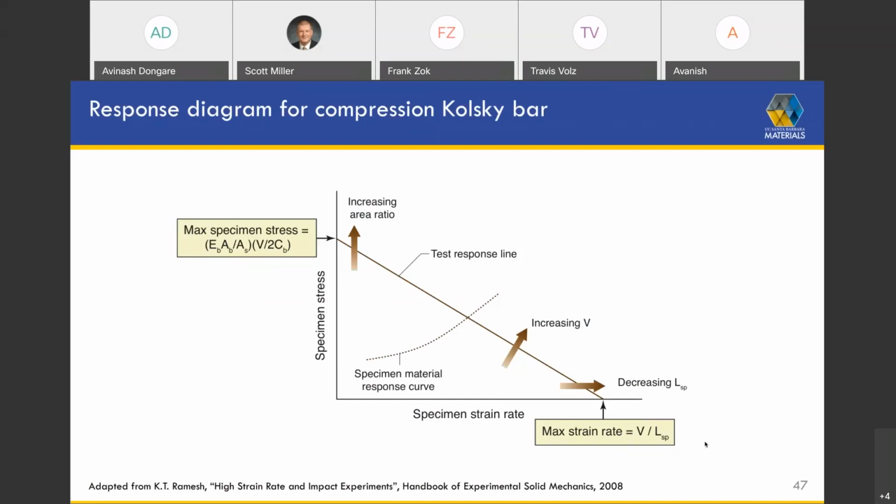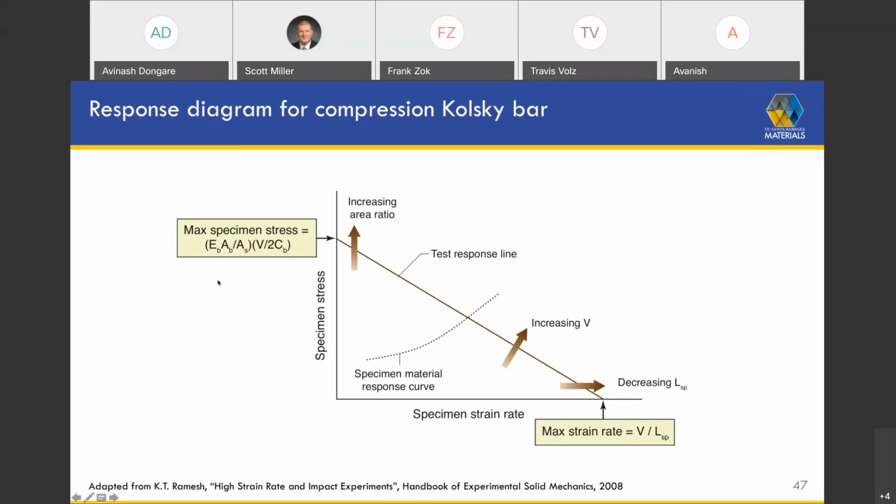Okay, now, as you increase the strength of the material, the limiting strain rate is reduced. The maximum stress that you can impose on the specimen is given by this result here. So EB is the bar modulus, AB is the bar area, AS is the specimen cross-sectional area, V again is the impact velocity, and CB is the wave speed in the bar.